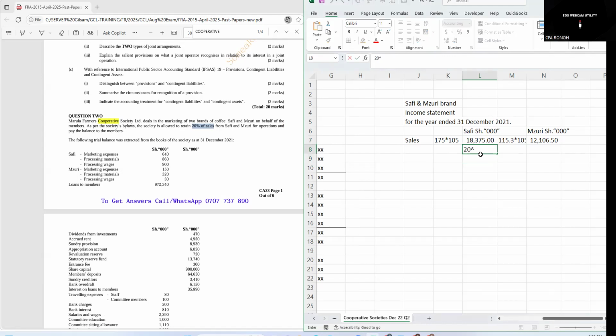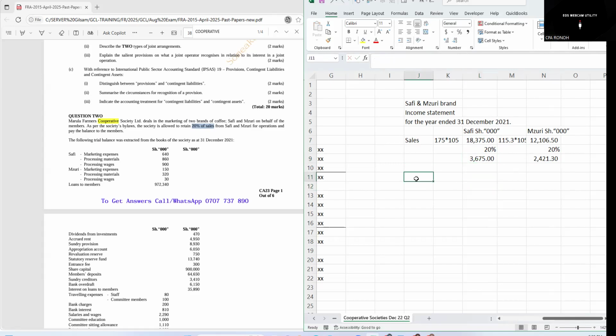You take 20% of the two. So what will be the revenue here? Take this multiplied by 20%. The same with that. So this is the revenue which they're going to retain. The balance they are going to pay to the members, which will be the total minus this one.